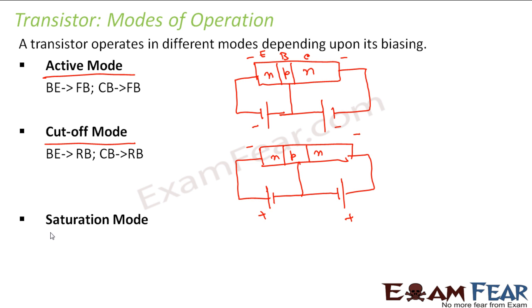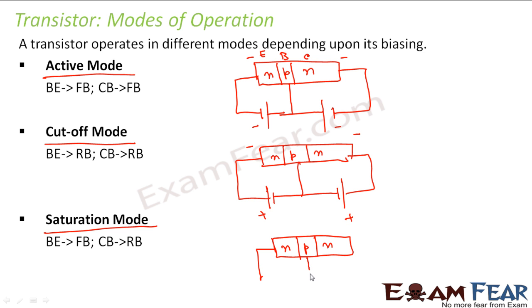The third one is the saturation mode. What is saturation mode? When the base emitter junction is forward biased, but the collector base junction is reverse biased. That means this junction is forward biased, but this junction is reverse biased. Then it is known as a saturation mode.